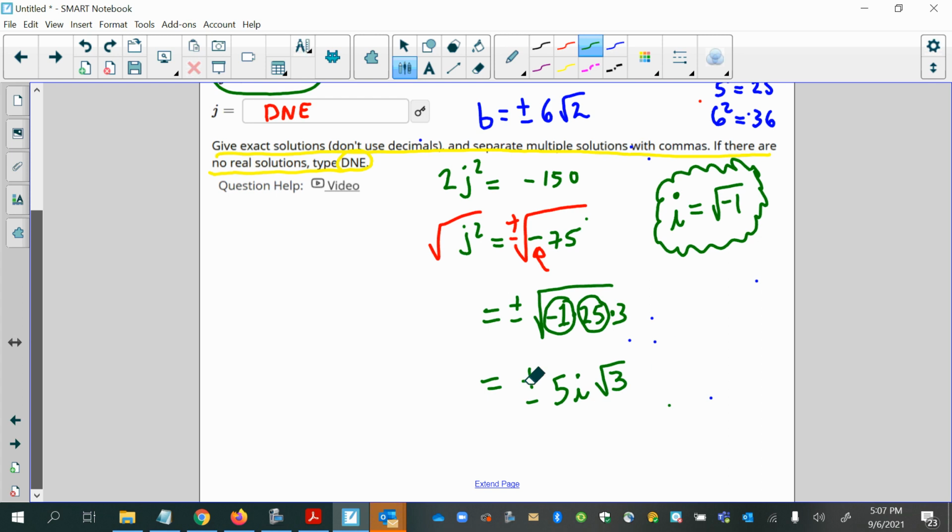So you could enter it like this. Sometimes you put the i at the very end, like that. Okay, so those are possible ways that you could enter an answer that allows for imaginary answers. But since this one didn't, we just put DNE for does not exist.